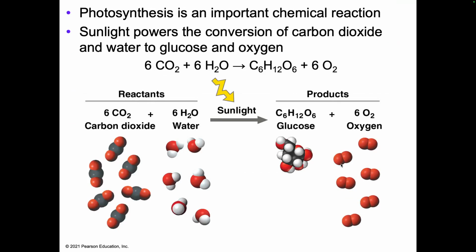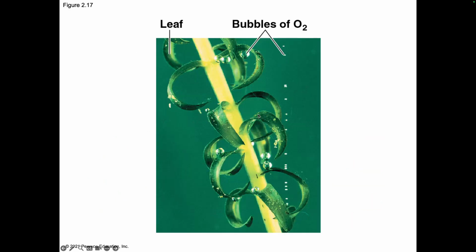Photosynthesis is an important chemical reaction and can easily illustrate reactants and products. So 6 carbon dioxide molecules plus 6 molecules of water react with sunlight to yield 1 glucose and 6 molecules of oxygen. The carbon dioxide and water are your reactants, and the glucose and oxygen molecules are your products. And what helps with this reaction is sunlight.